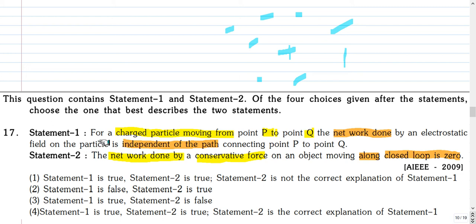Statement 1. For a charged particle moving from point P to Q, the net work done by an electrostatic field on the particle is independent of path connecting points P and Q. Statement 2. The net work done by conservative force on an object moving along a closed loop is 0. 4 options are given. You have to check whether statements 1 and 2 are true or false and see whether they are related. You can pause and attempt this question.